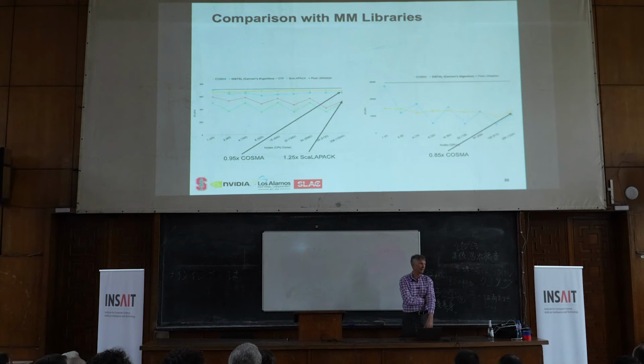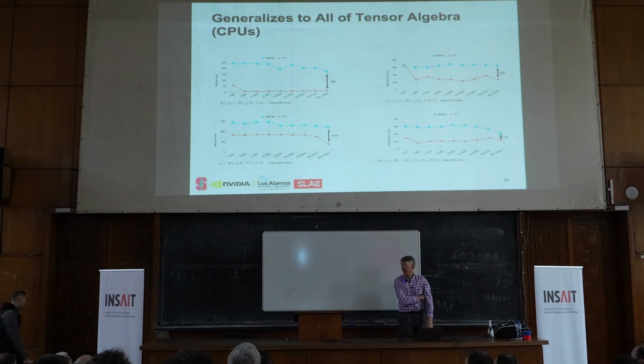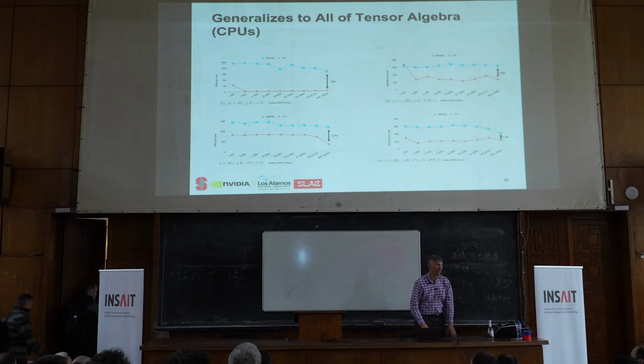That's just the way Cannon's algorithm works for different machine sizes. It doesn't have a nice flat performance profile, and that's what COSMA fixes. So COSMA actually levels out that performance a bit. But then the advantage is that this generalizes to all of tensor algebra.